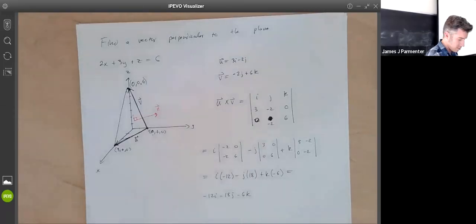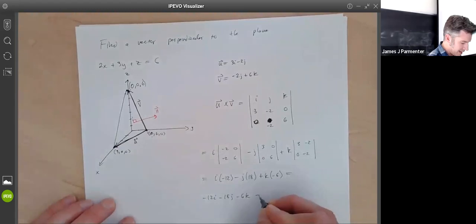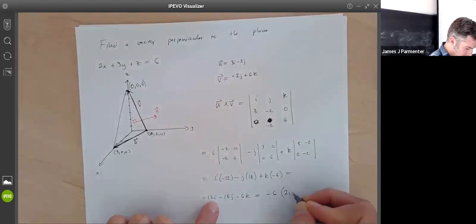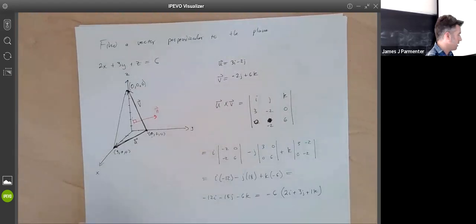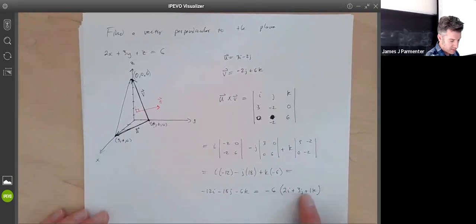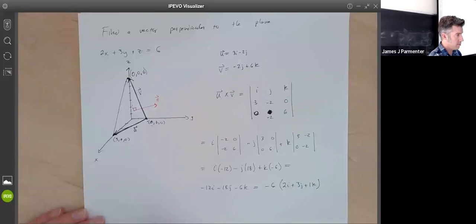Now, what I want to show you real quickly is if we factor out a common factor, just to make it a little more obvious, if I factor out the -6, I'm left with the vector 2i plus 3j plus 1k. And it is not a coincidence that the components of this vector are the coefficients of x, y, and z in your plane. That is not at all coincidental. That is always going to happen.